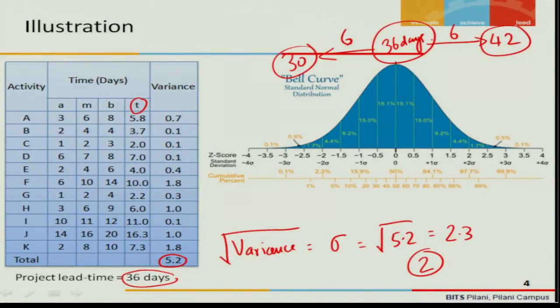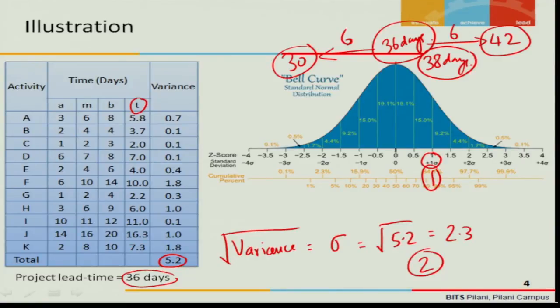Maybe 80% or 85%. What will be my chance of completing the project? What will be the number of days? You have here 84. Suppose you take this 84, and this is 1 sigma. You know, 1 sigma is equal to 2. So 36 plus 2 is equal to 38 days. So you can say that this project will get completed within 38 days, 85% of the time. You have an 85% chance that this project will get completed within 38 days.